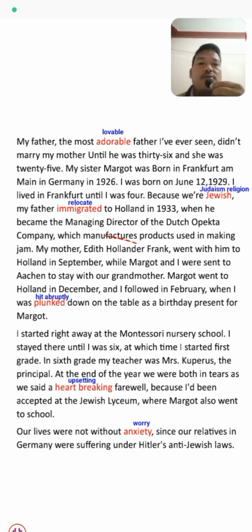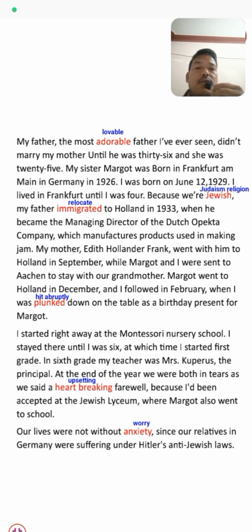This company used to make jams, and my mother, Edith Hollander Frank, went with him to Holland in September, while Margot and I were sent to Aachen to stay with our grandmother. Students, her mother Edith Hollander went with him to Holland in the month of September. But her sister Margot and she went to Aachen.